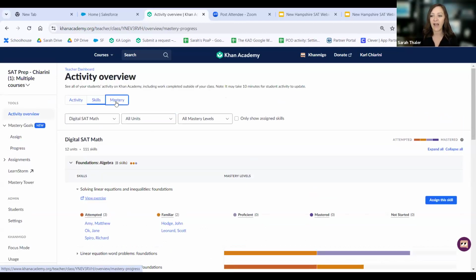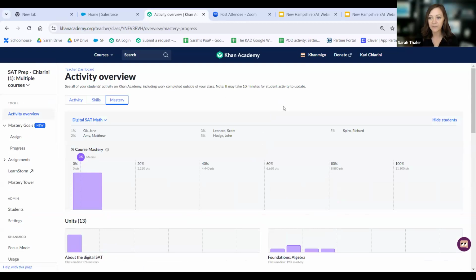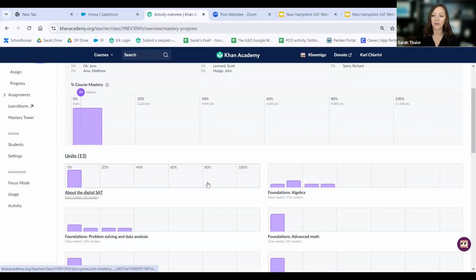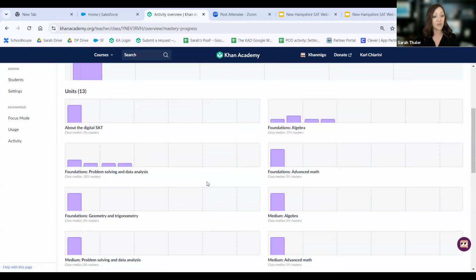And then teachers have access to looking at mastery. So if you set a course mastery goal, which we would recommend, you can see how students are progressing through that course. You can look at how students are progressing through specific units. So it gives teachers really great information about how their students are moving through this.